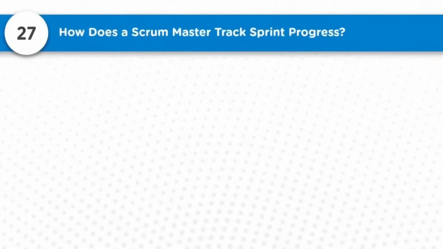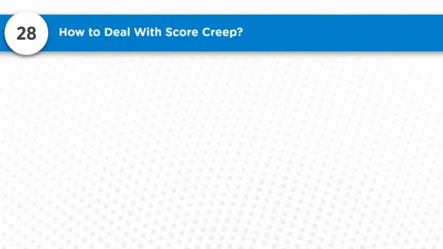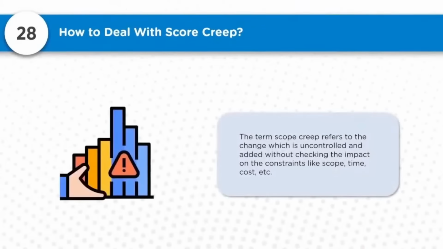So, 27: how does a Scrum Master track sprint progress? We have various events which happen in Scrum, like daily Scrum meetings, Scrum retrospective, Scrum planning, Scrum review, and checking on the defects which have escaped, density of the defects, sprint burn down, and velocity. Checking all of this provides better insight to the Scrum Master, so that tracking the progress of the sprint becomes easier. And how to deal with scope creep?